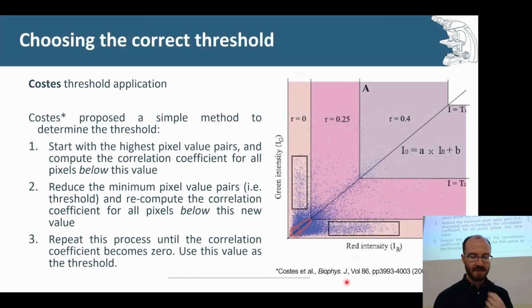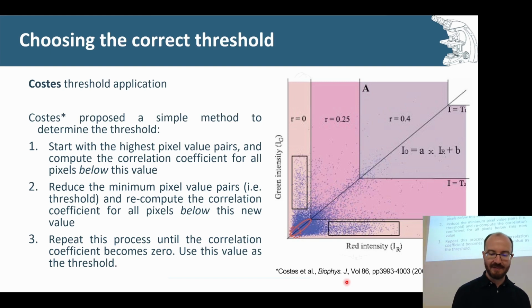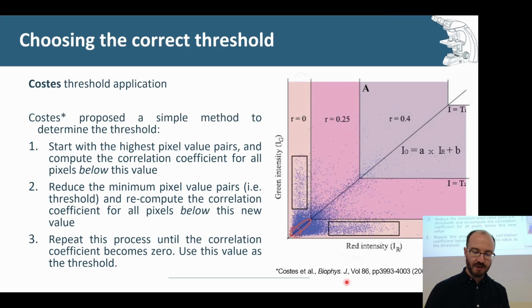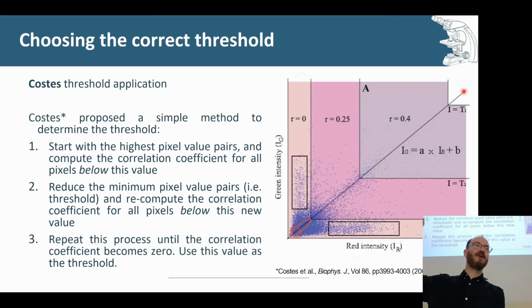So the first one is, how do we find an automatic threshold? Now there's this Costes approach, which is pretty standard nowadays in this type of analysis, and how it works very quickly is you start by assigning your thresholds basically to the maximum value. You say, I'm throwing away all of my data.